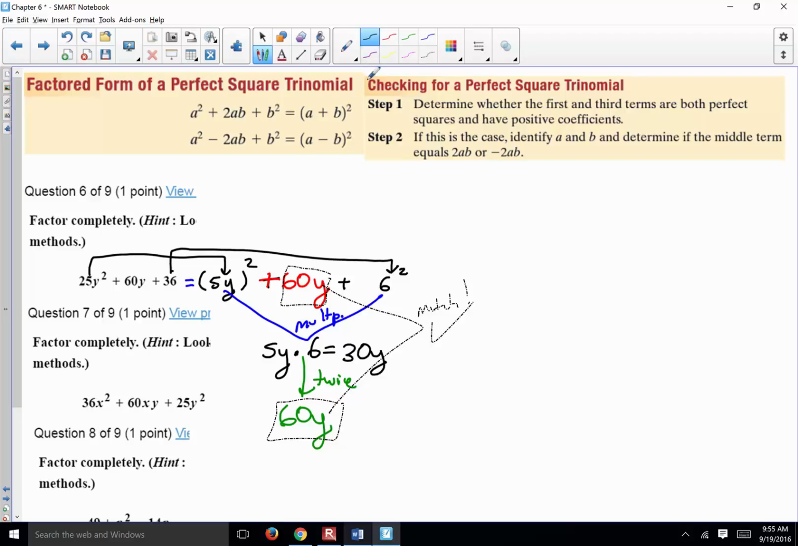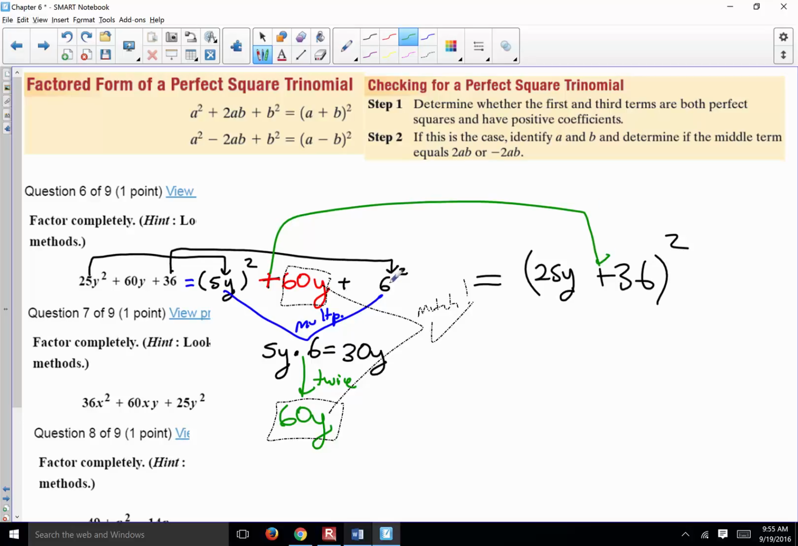So we can pack this into a square of 5y and 6, that is, 25y squared and 36. And it's a plus because the middle sign is a plus. Am I right?